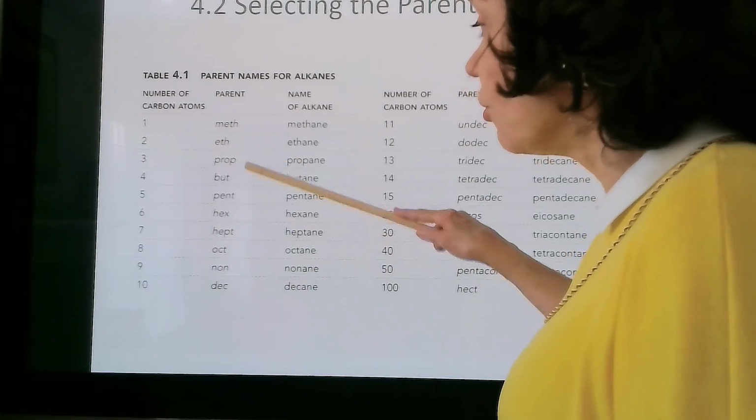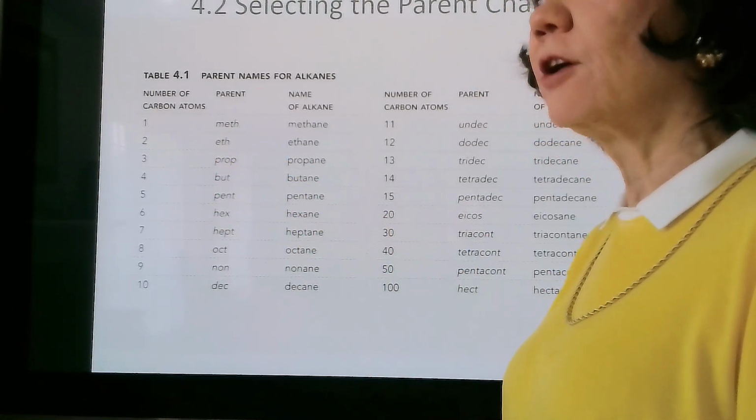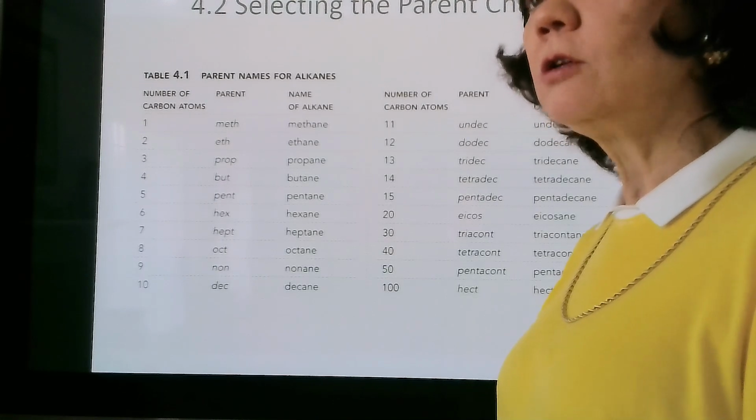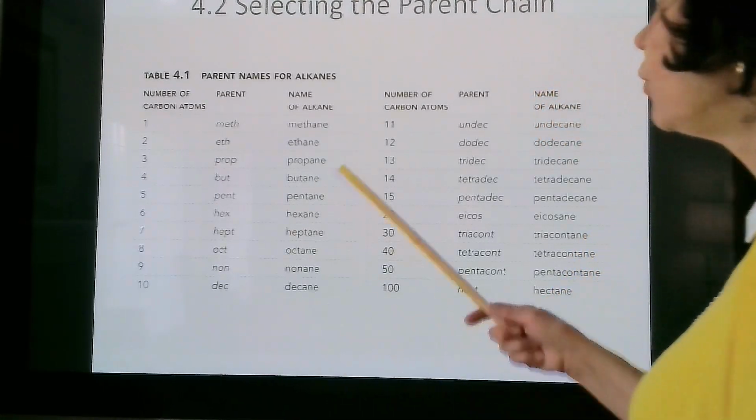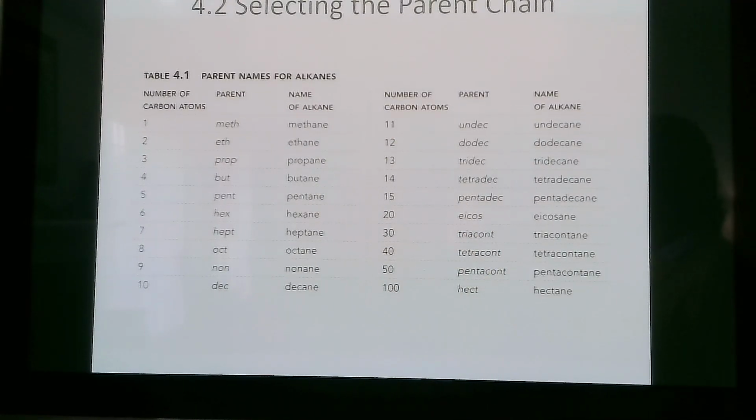This is something that you're going to be learning for alkanes, and you're going to be carrying it forward throughout Org 2 even. So learn this. It's table 4.1.